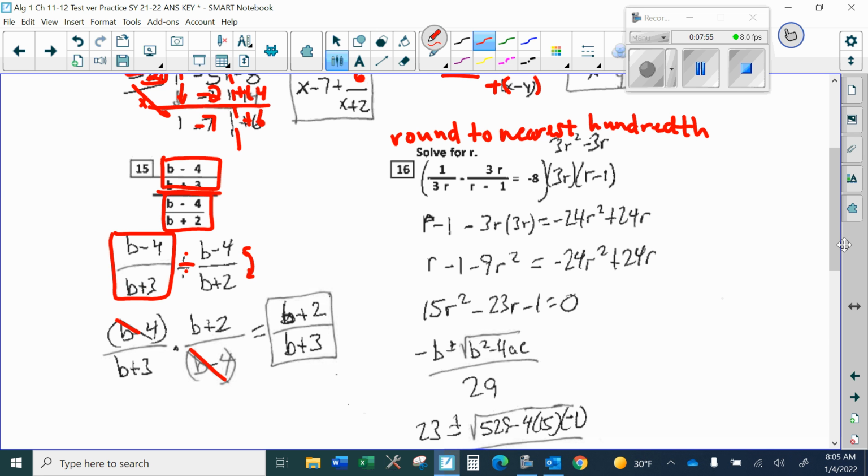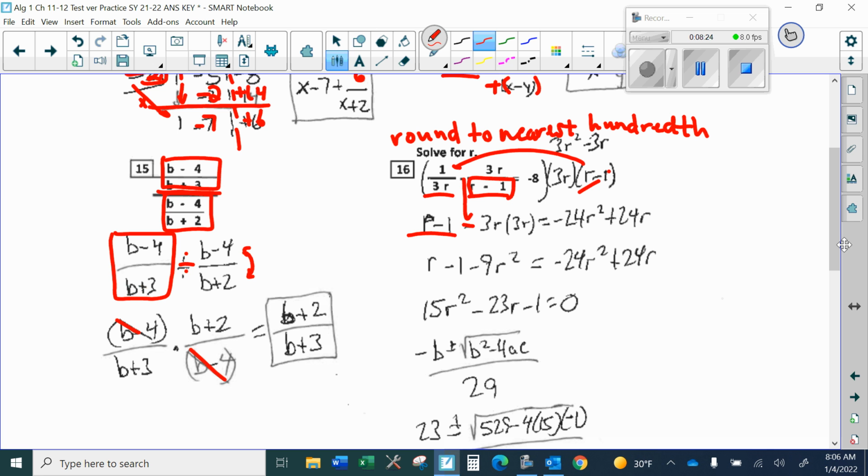Okay. So I have different denominators here, 3r and r minus 1. So I'm going to multiply by the common denominator, which is both the denominators, 3r and r minus 1, through the entire equation to get rid of the fractions. Obviously the 3r's cancel in the first one, and I'm left with the r minus 1 times the 1. So it's just r minus 1. I have the minus sign right here.